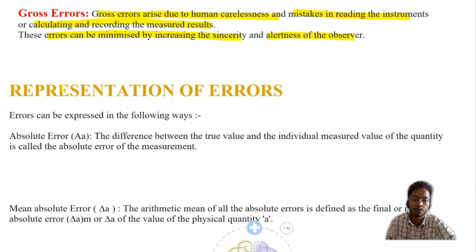Error can be expressed in the following ways. First is the absolute error. What do we mean by absolute error? The difference between the true value and the individual measured value of the quantity is the absolute error. The true value is the value given for any setup. The absolute error is ΔA, which equals the true value, A_T, minus the measured value, a.